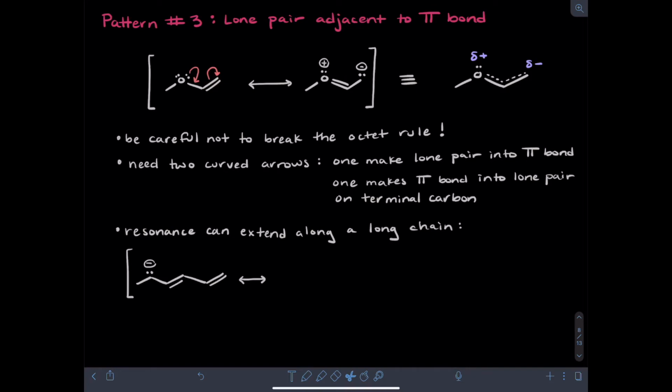We can get situations where we have more than 2 resonance contributors if the resonance can extend along a long chain. So let's look at this molecule where we have a lone pair, now on a carbon instead of an oxygen, and that lone pair is adjacent to one pi bond, and then there's another pi bond adjacent to the middle pi bond. I'm going to start with my lone pair adjacent to a pi bond resonance pattern.